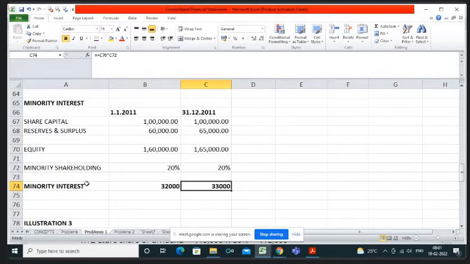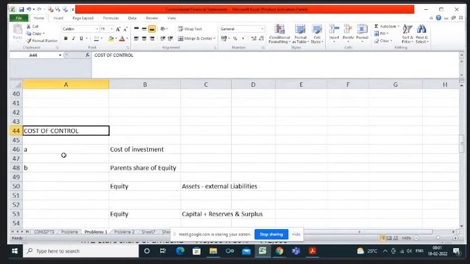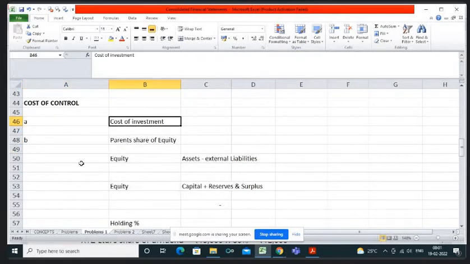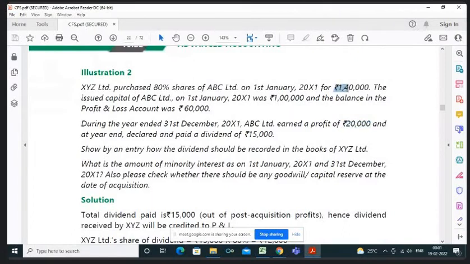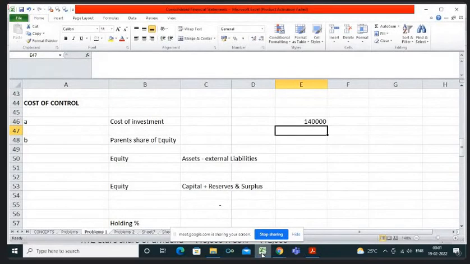Then what do we have to calculate? We have to calculate the cost of control. When we calculate the cost of control, we calculate it at the time of acquisition. So we have to see what our cost of investment is and compare it with the parent's share of equity. Our cost of investment, as given in the question, is 1,40,000.